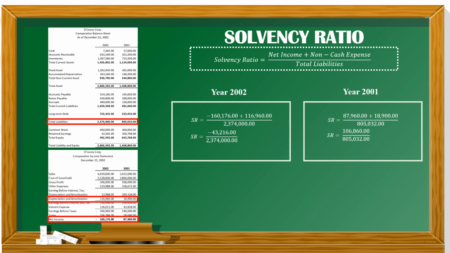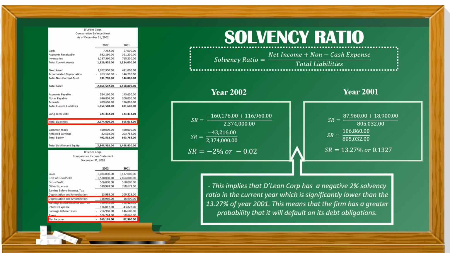And then our solvency ratio for year 2002 is a negative 2% or negative 0.2, while in 2001, we have here a 13.27% or 0.1327. Now, what does this mean? This implies that De Leon Corp has a negative 2%. Okay, if you can see here, it's a negative 2% solvency ratio in the current year. Now, it is significantly lower than the 13.27% of year 2001.